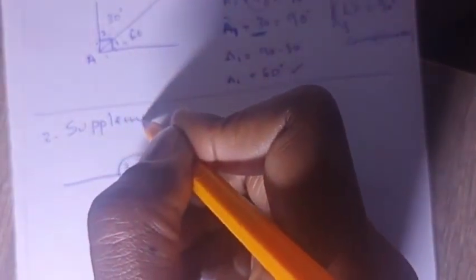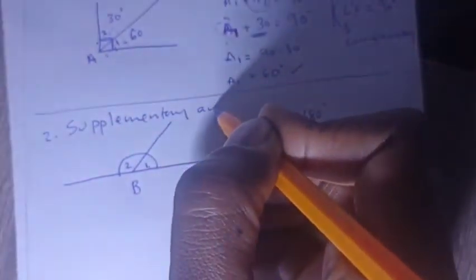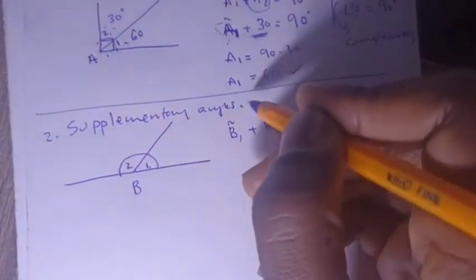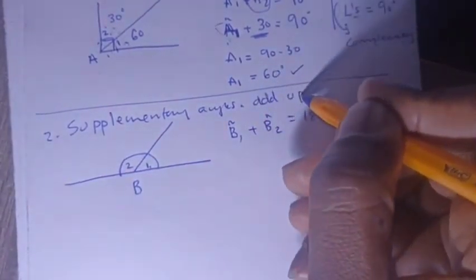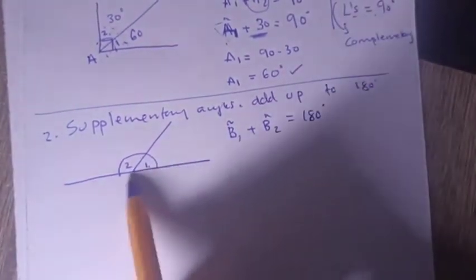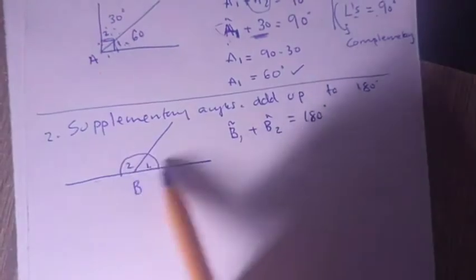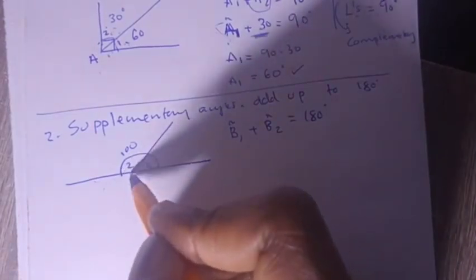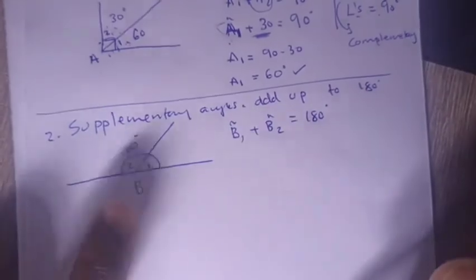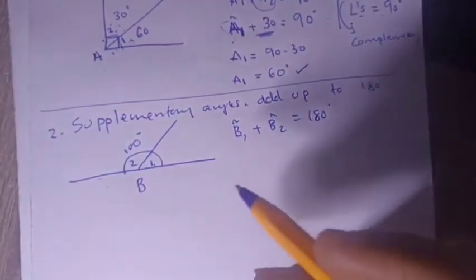We call this supplementary angles. Supplementary angles add up to how much? 180 degrees. So when you add supplementary angles or angles on a straight line, they must give you 180. So let's say, for argument's sake, this one, we can see it's an obtuse angle. It has to be more than 90. You can all see that one. I mean, it's obvious.